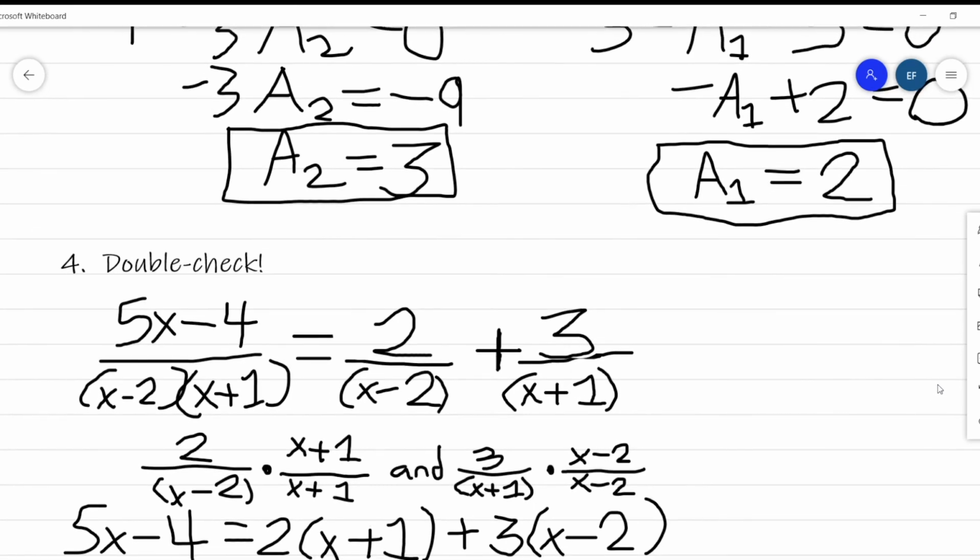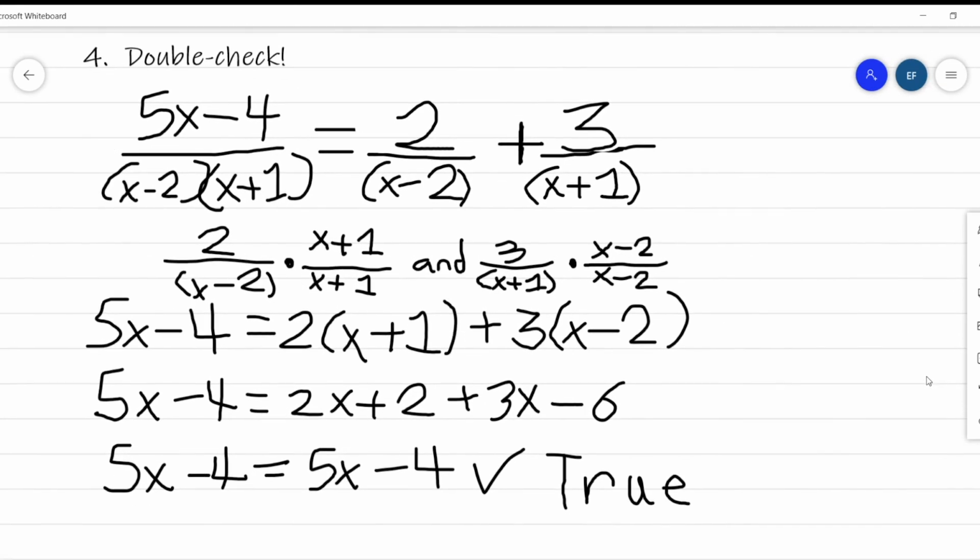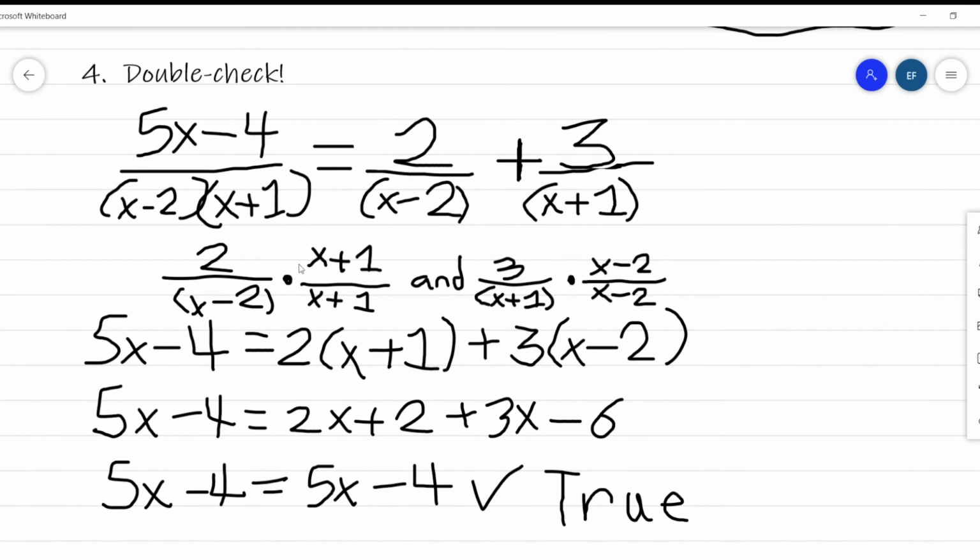Let's apply common denominator. We're going to multiply 2 divided by x minus 2 times x plus 1, and 3 divided by x plus 1 times x minus 2. So we know the common denominator will end up being this term. We're not worried about that. We're more concerned about the numerator. So 5x minus 4 versus 2 times x plus 1, plus 3 times x minus 2. Multiply our coefficients: 2x plus 2, plus 3x minus 6. And then 2 plus 3 is 5x, positive 2 minus 6 is negative 4. True. We are good to go.